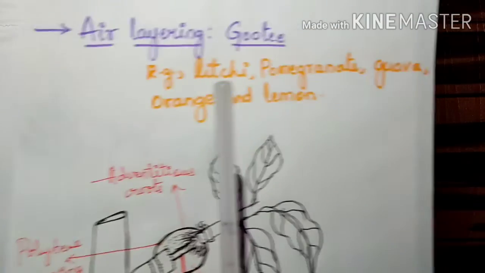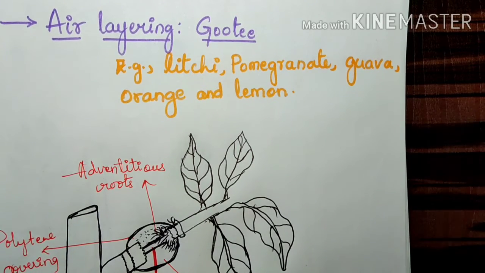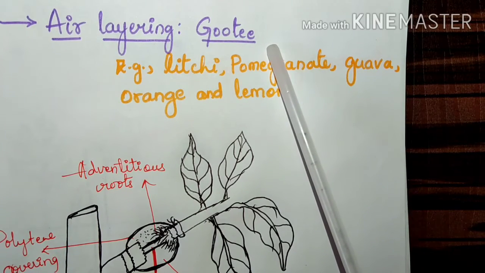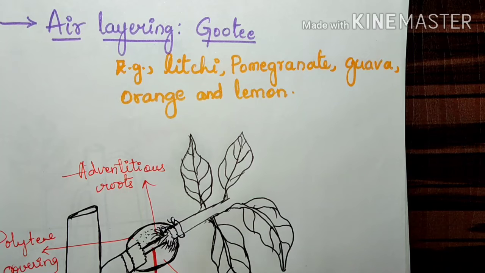So next one is air layering. What you can see here is the air layering, or it can be called gootee. In this type, about 3 to 5 centimeters ring of bark is removed from near the base of an aerial shoot. Here is the aerial shoot, which is nearer to the basal region.